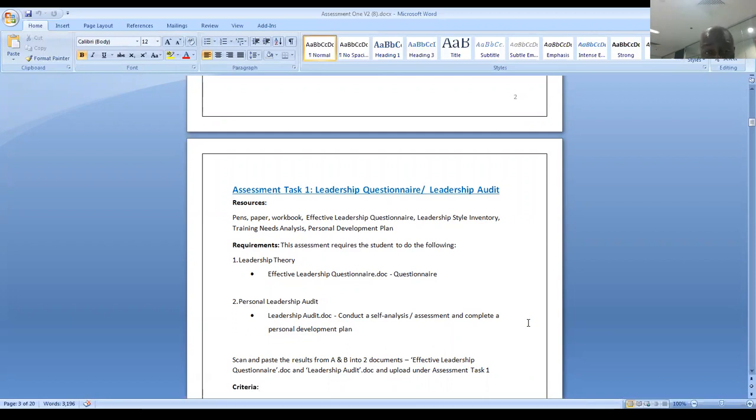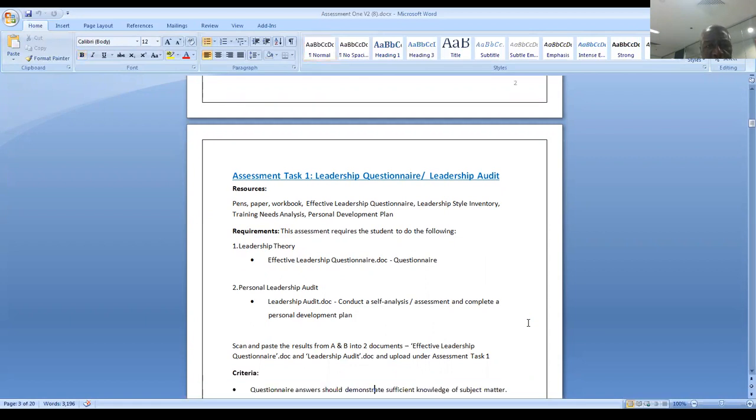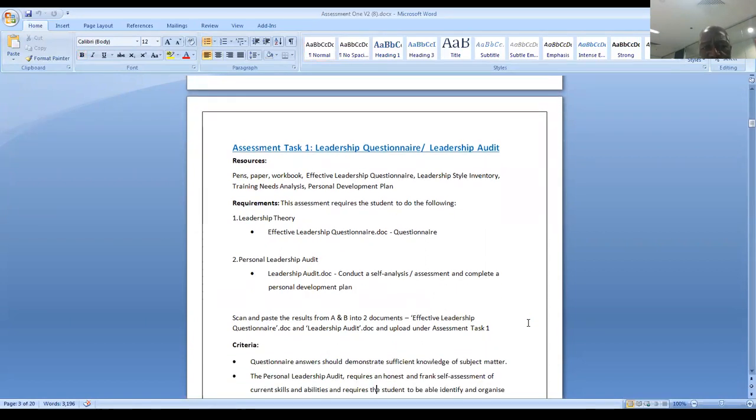Leadership style inventory is given in here. Training needs analysis and personal development plan. So, requirements. This assessment requires the student to do the following. Number 1, leadership theory, right? So it's the effective leadership questionnaire that is in the document there. And number 2, personal leadership audit. So the personal leadership audit is going to conduct self-analysis and assessment and complete a leadership plan.